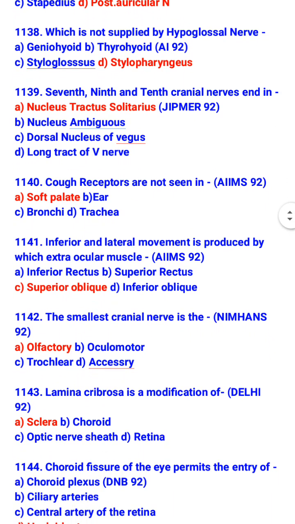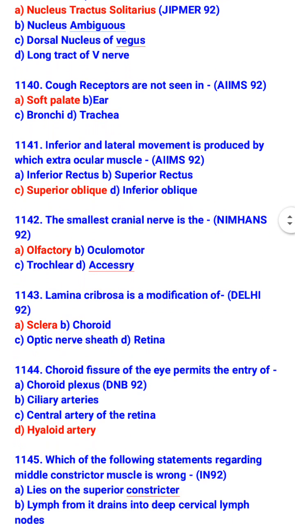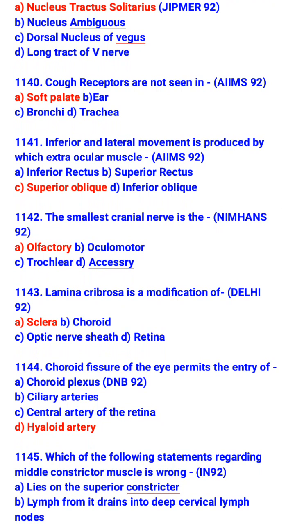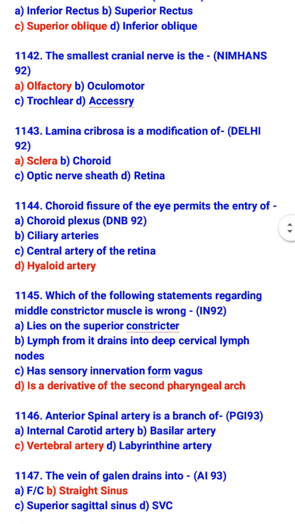Inferior and lateral movement is produced by which extraocular muscle? Superior oblique. The smallest cranial nerve is the olfactory. Lamina cribrosa is a modification of sclera. Choroid fissure of the eye permits the entry of hyaloid artery.